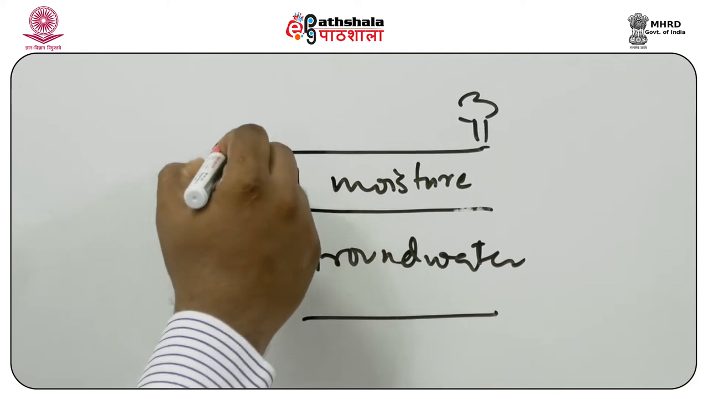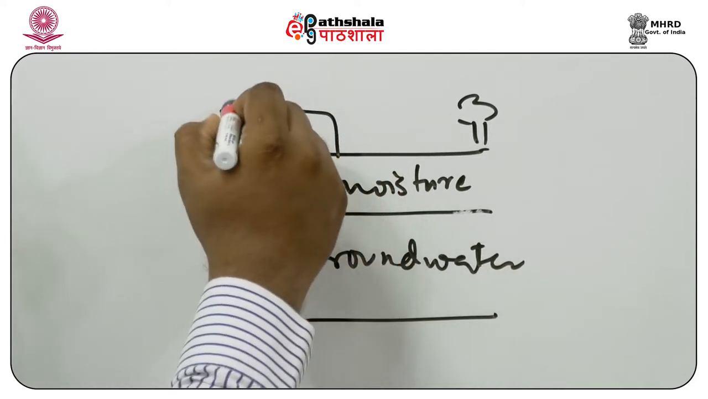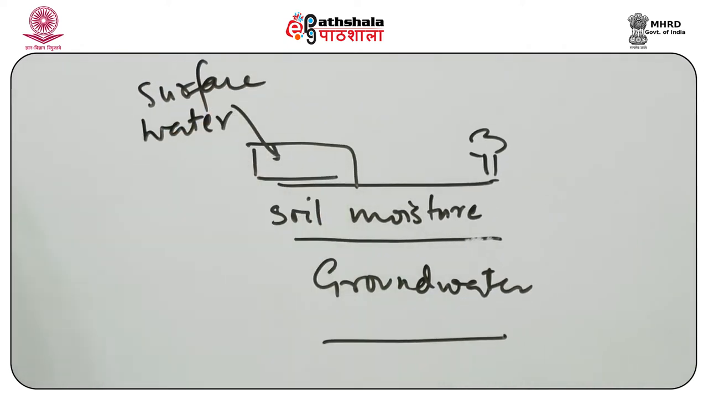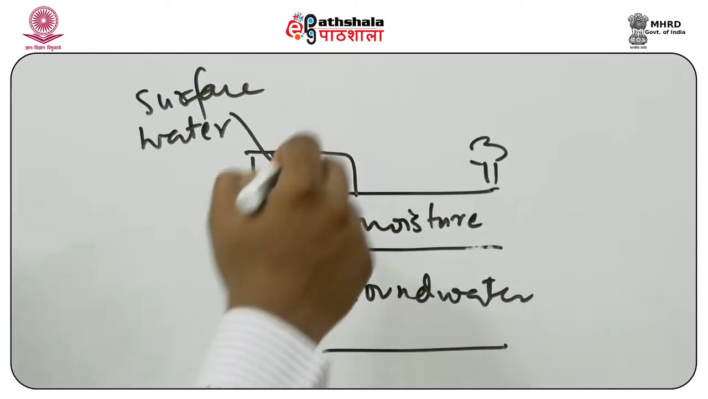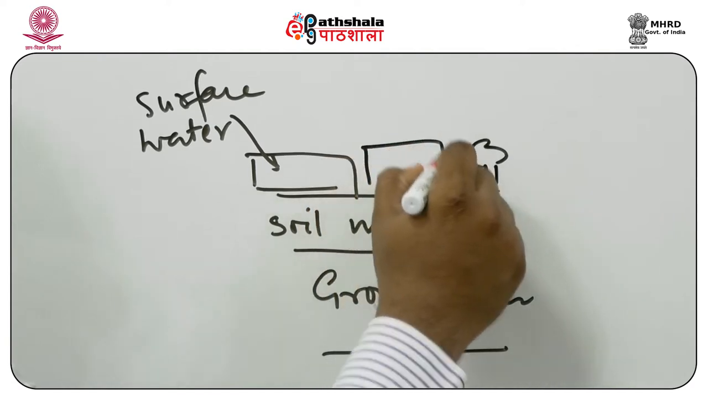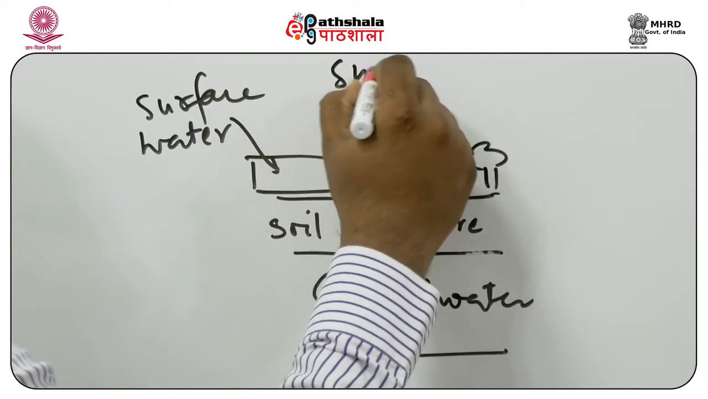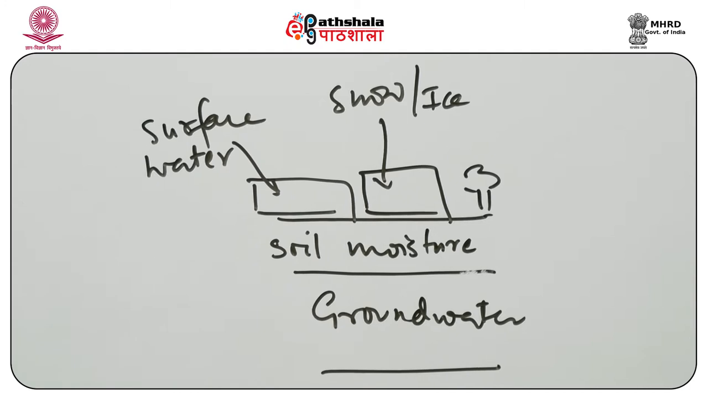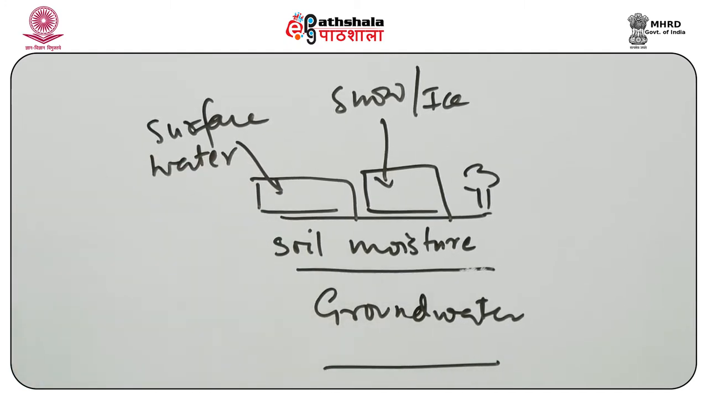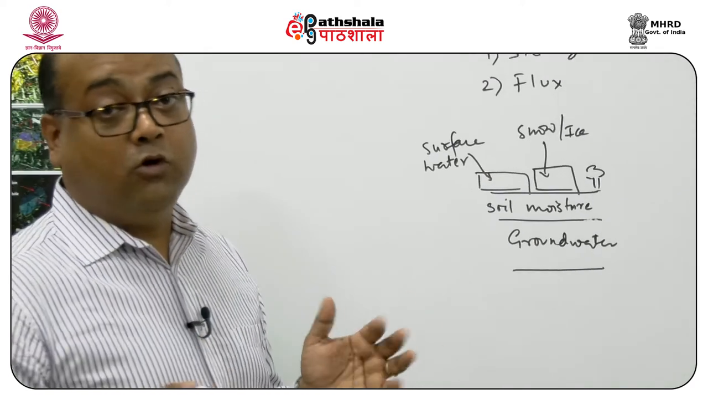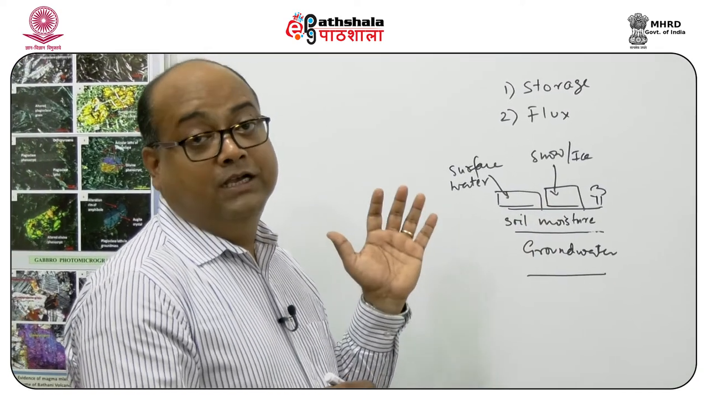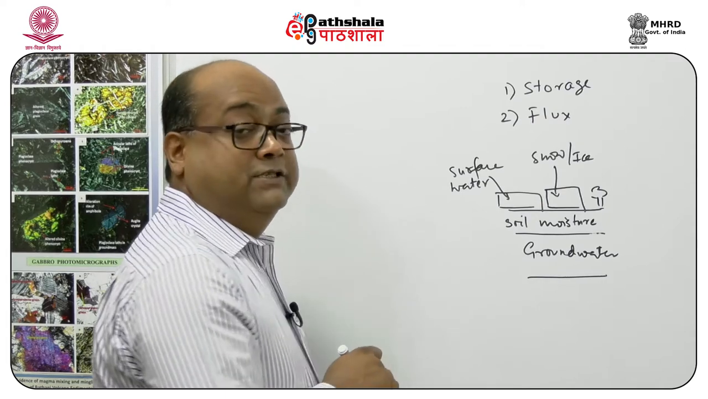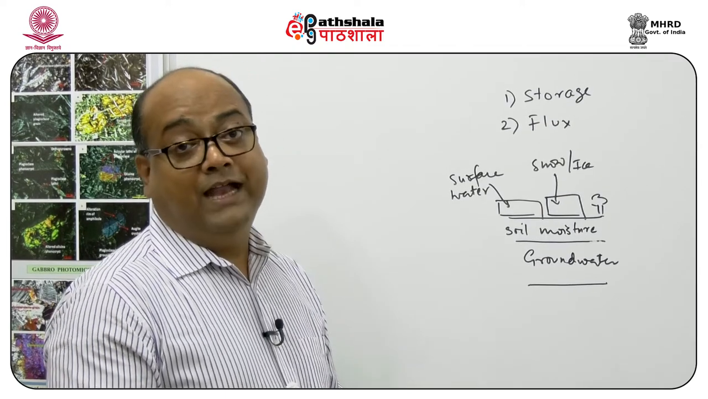Similarly, there are storages above, for example surface water reservoirs, which we can draw something like this, surface water, which includes lakes, reservoirs, and rivers. And also there is the snow component, which is the snow and ice. So these are also forms of storages. Integrated, on or above the surface there are surface water bodies which store water. There is snow and ice, particularly in the higher latitudes, which is a storage of water in the solid form. Then below the surface, we have soil moisture, and below that, we have groundwater.